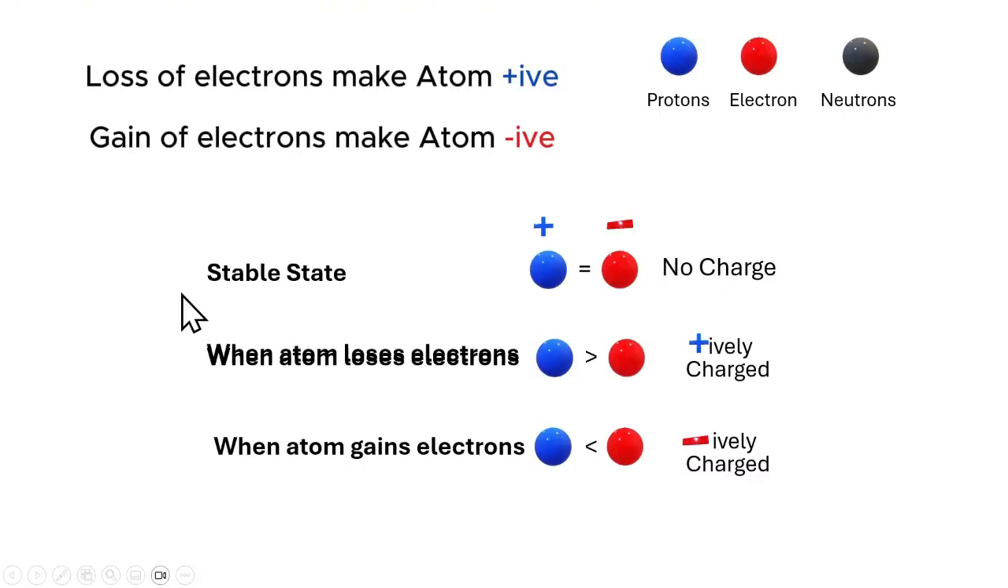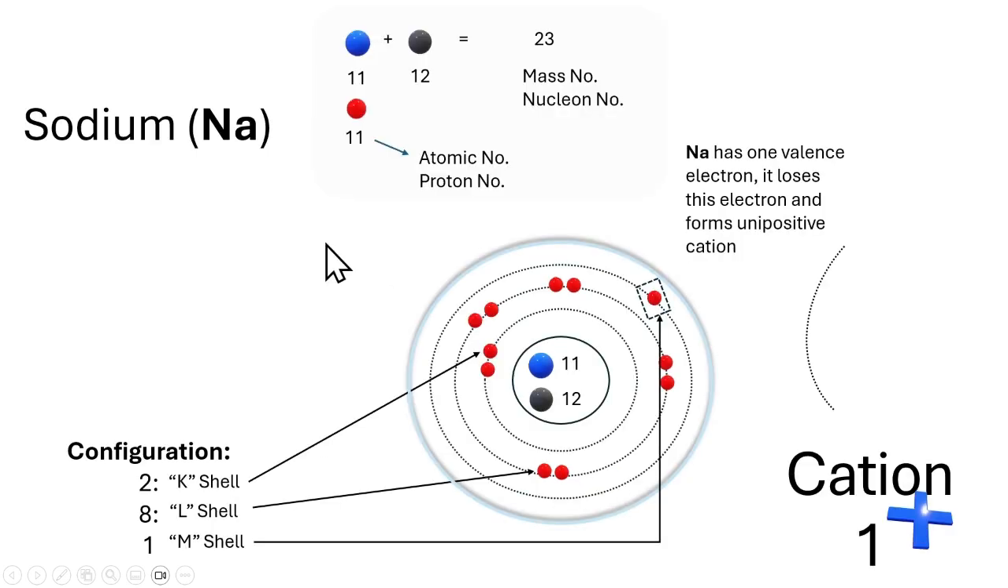When we say that electrons are lost, this means that the number of protons or the positive charge increases. So if an atom loses 2 electrons, there will be 2 excess positive charges, so it will be 2 positive. If an atom gains 2 electrons, it will have 2 negative electrons more than the protons, so they will have 2 negative charge.